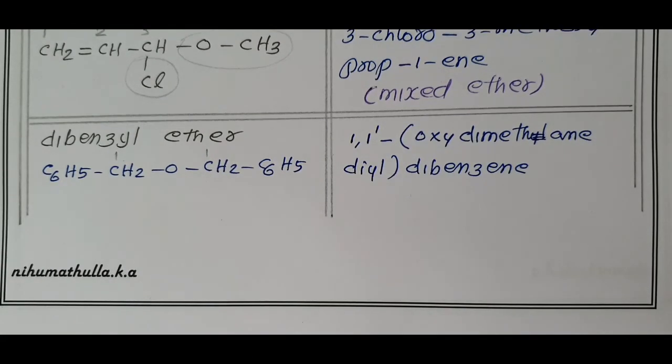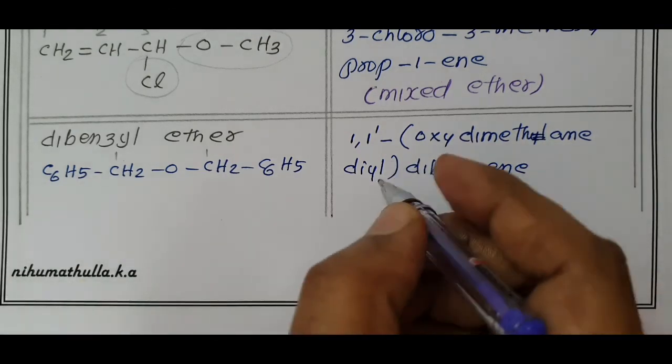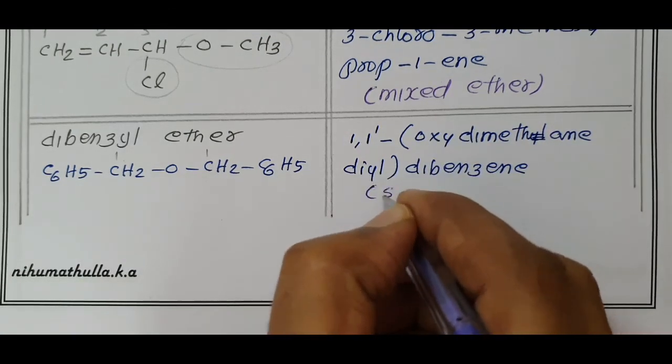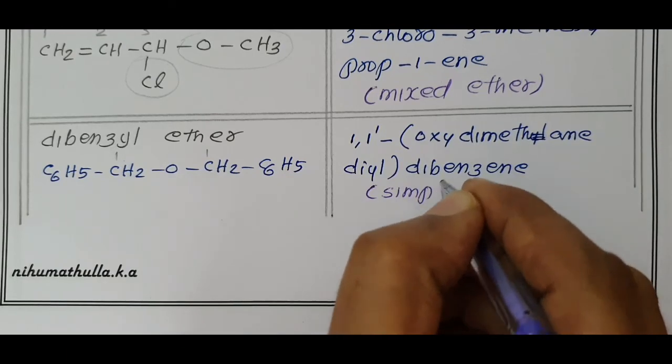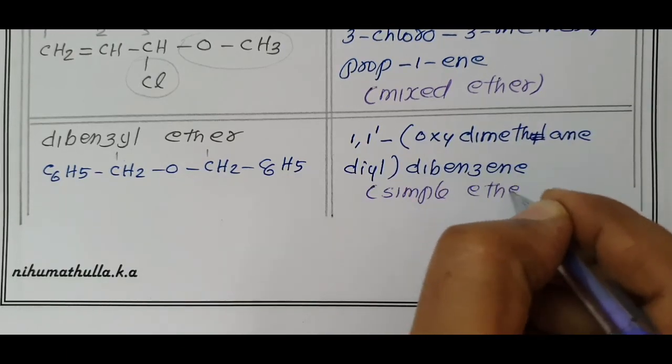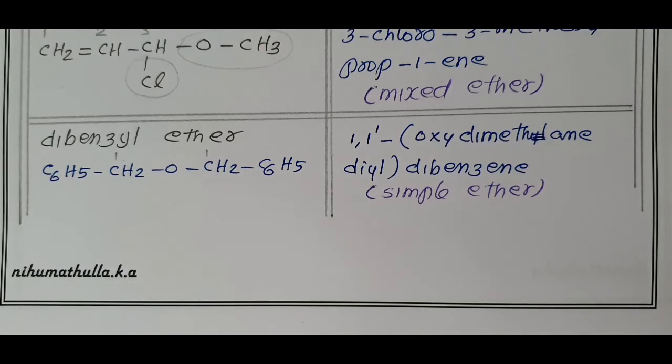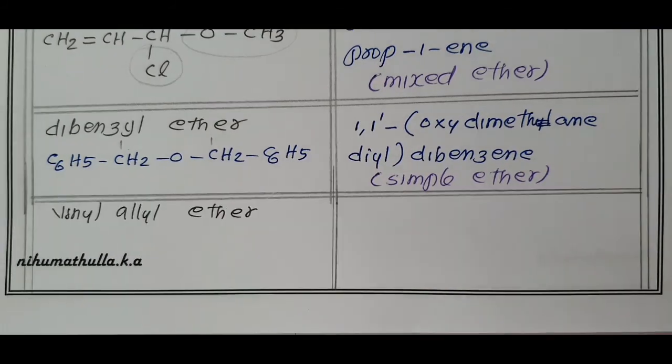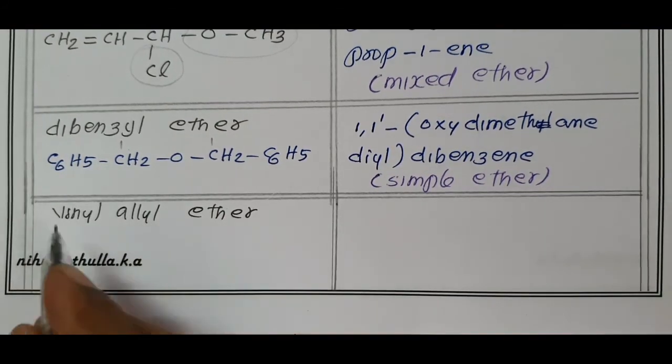But this is an example of simple ether. Between oxygen atom, ether functional group, both the groups are same. So this comes under simple ether, symmetric ether. The last compound is vinyl allyl ether.